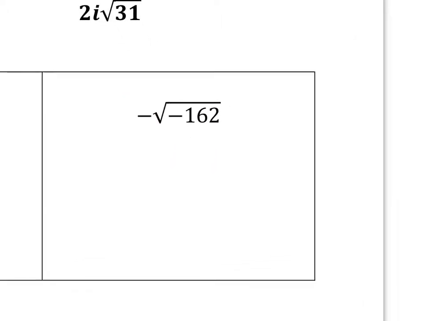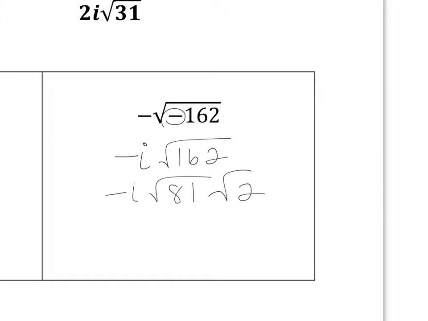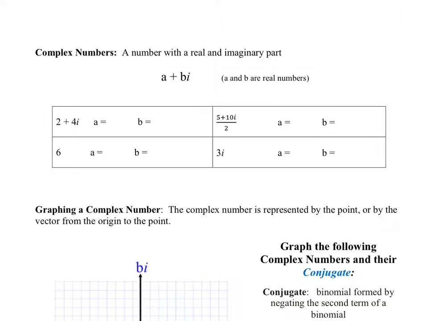Here, same idea, the negative on the inside just does that. The negative on the inside is not related to the negative on the outside, so don't mix them up. Then you just reduce. This is 81 times 2. And then it's negative 9i radical 2.